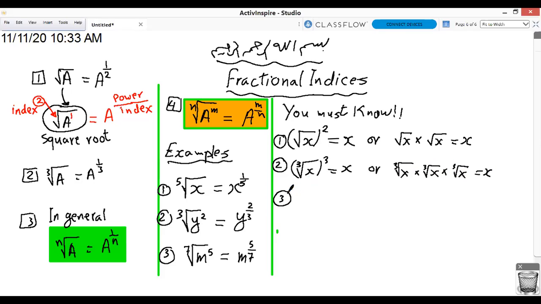In general, nth root of x all power n, it will be what? x. This is one piece of information that is not in our studying, but know it.